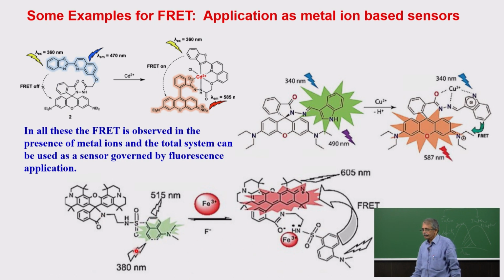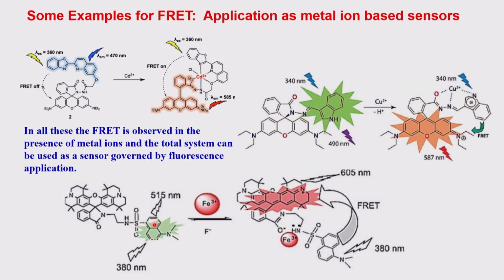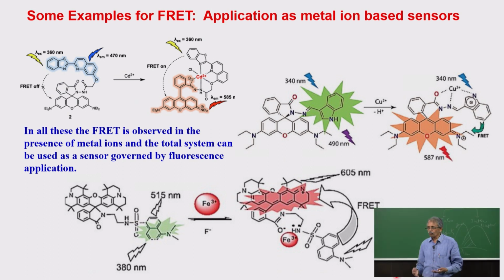And then there is a transfer of energy going from this particular group to this group. And therefore, whatever is supposed to have come at 515 is taken up by this unit, and this unit gives an emission at 605. So you can see a huge amount of applications are there. The only thing is you have to design a fluorophore that will have a change in its orientation, in its activity when you add the metal ion to that.